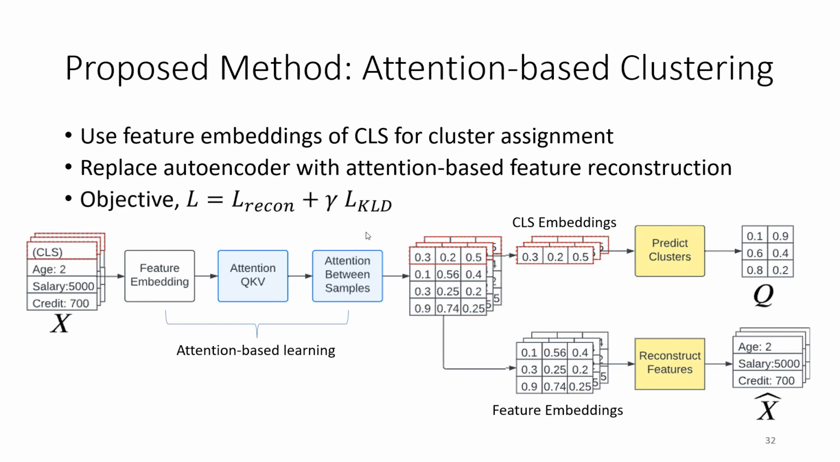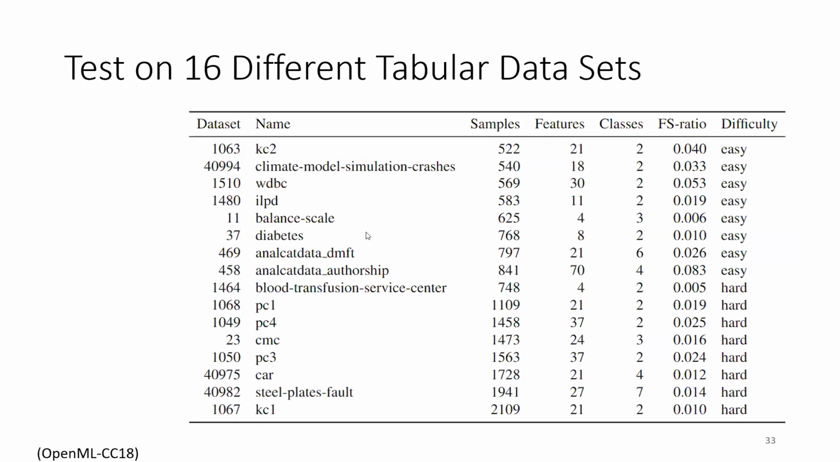That is, our objective is we will do a reconstruction loss and a KL loss. Remember, we have a gamma parameter to balance them. We select 16 different tabular datasets taken from the OpenML classification benchmark suite. We select a mix of hard and easy.